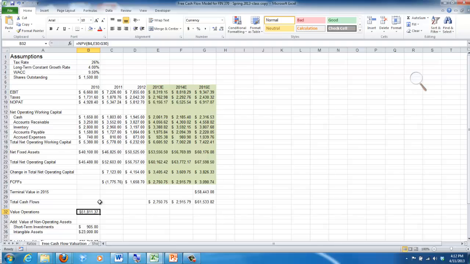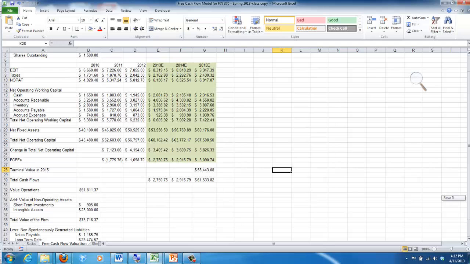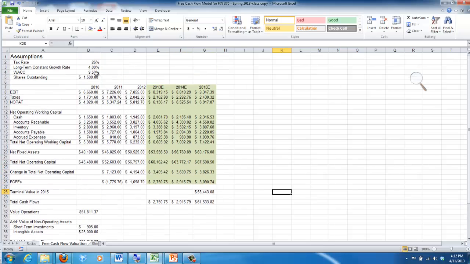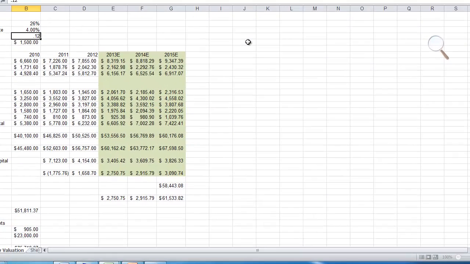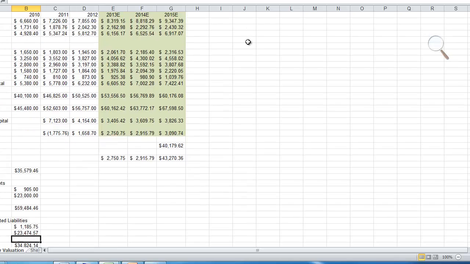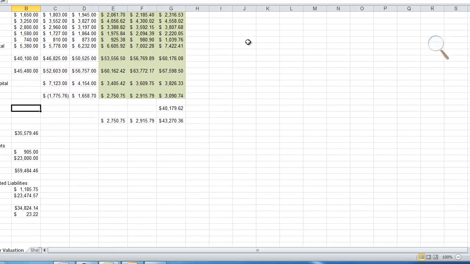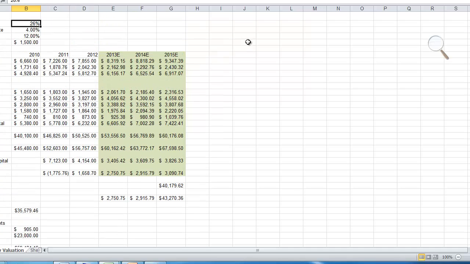When I calculated the value of operations, again my formula pointed back to this cell. So if I just change the cell value, let's say I change it to 12%. So my value goes from 3404 to 2322. So that's a significant decrease in the value of the firm, with a not extremely large increase in the weighted average cost of capital. So I'll put that back at 9.5%.